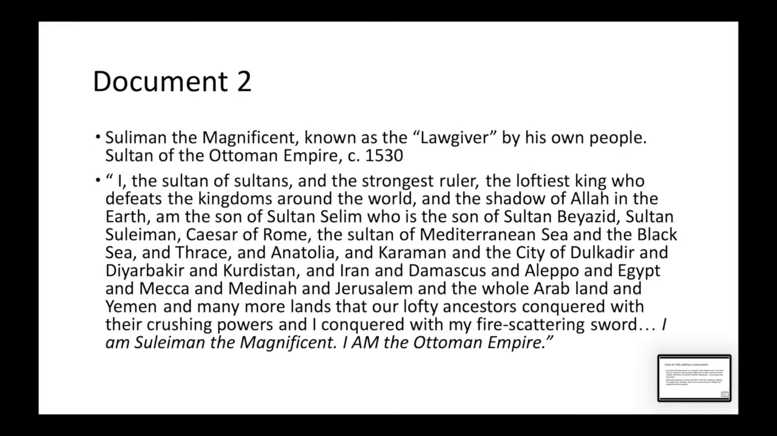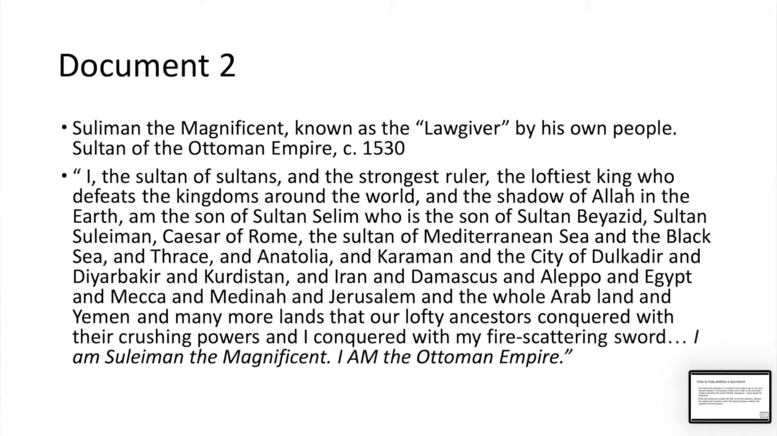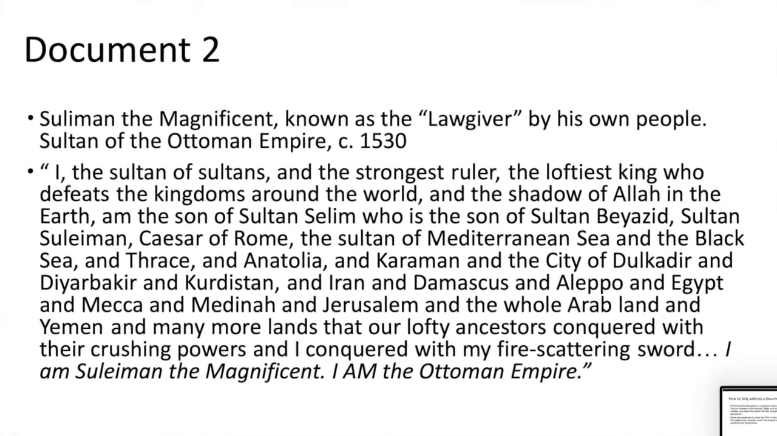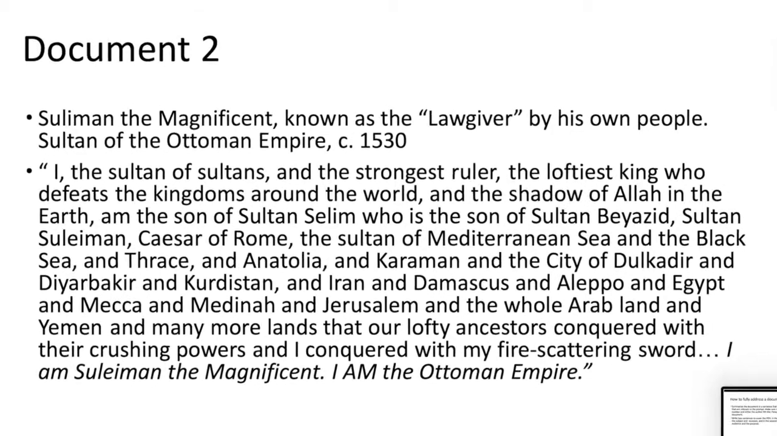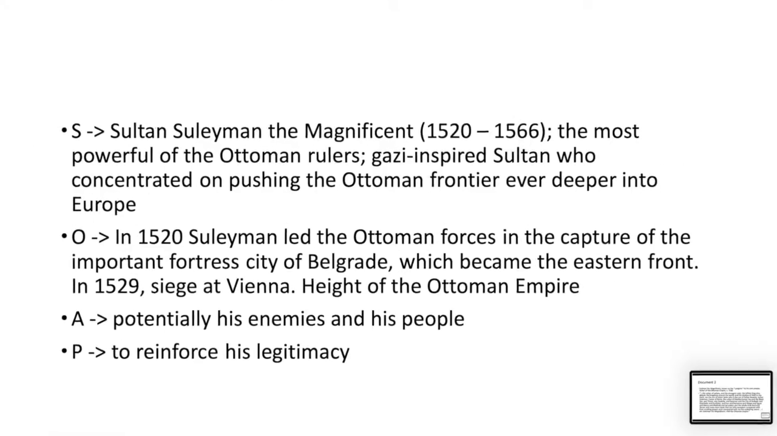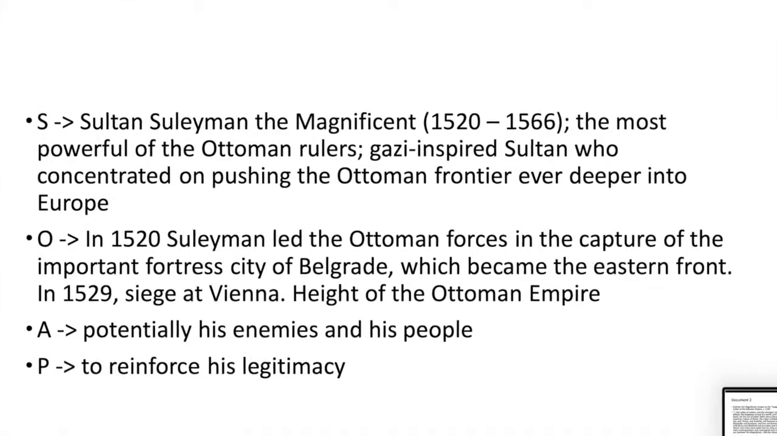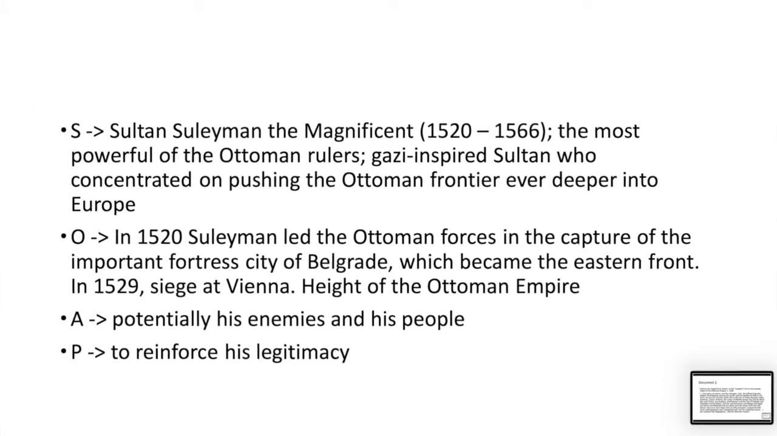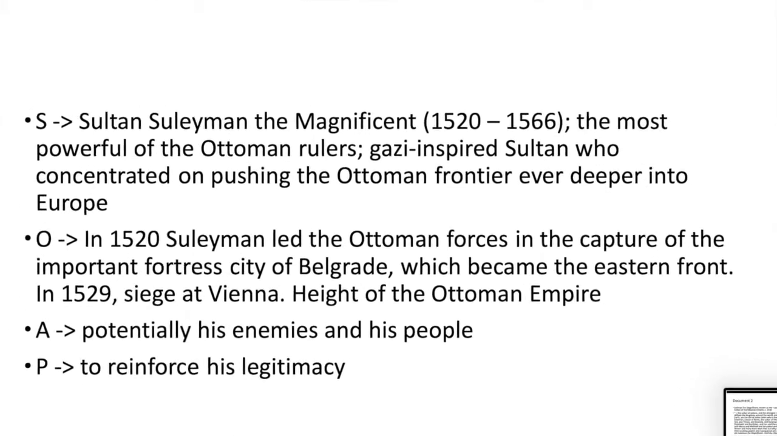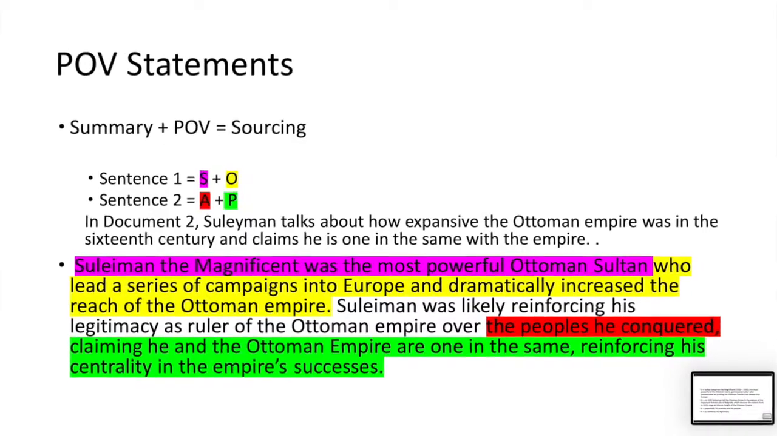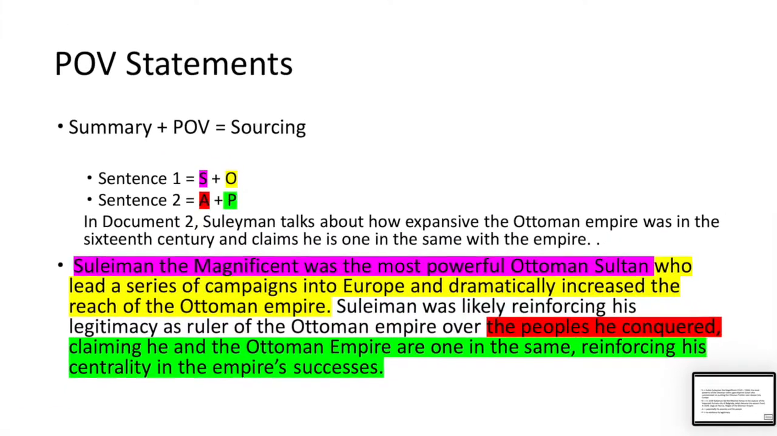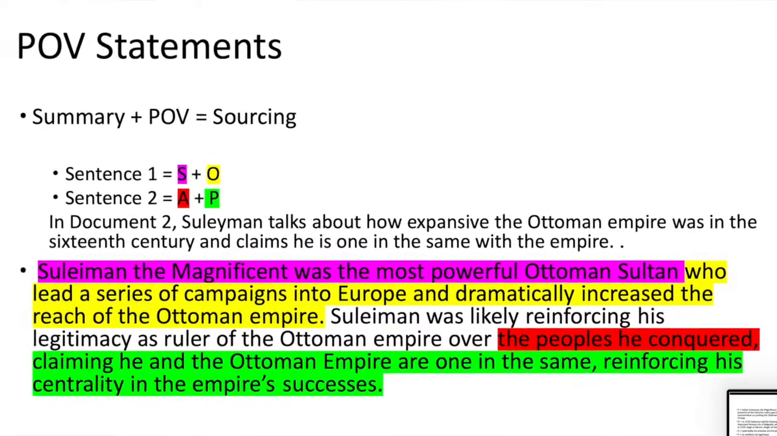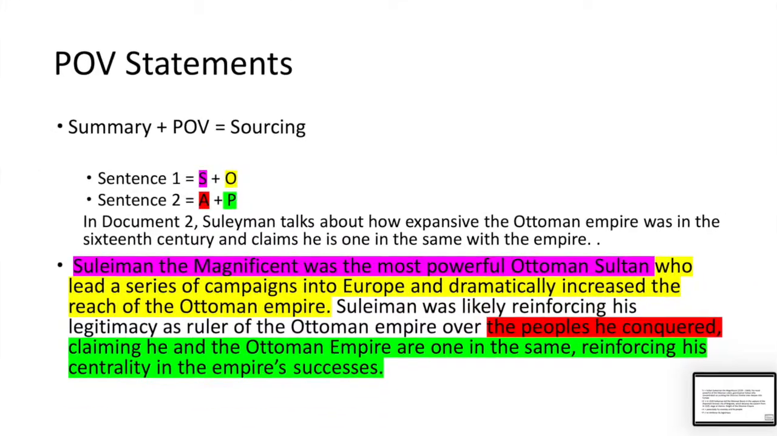Suleiman the Magnificent, known as the lawgiver by his own people, Sultan of the Ottoman Empire, circa 1530. We went over this example in class. And so I'm going to leave you with my SOAP analysis of it and then how I actually arrived at a point of view statement. Make sure you feel free to pause the video if you need to.